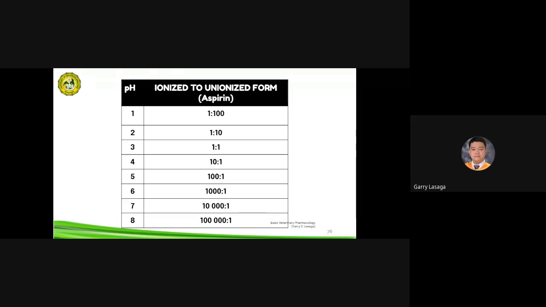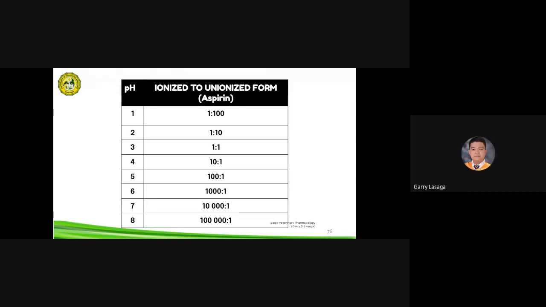So, ano yun? Aspirin tends to be ionized at a higher pH. So at a pH of 1, the proportion of the unionized form of the aspirin is greater than its ionized form. So, what is the implication of this on the absorption of our aspirin? Ano yung relation niya sa absorption ng aspirin? Kung the more na unionized form po siya, sir, is the more siya ma-absorb.